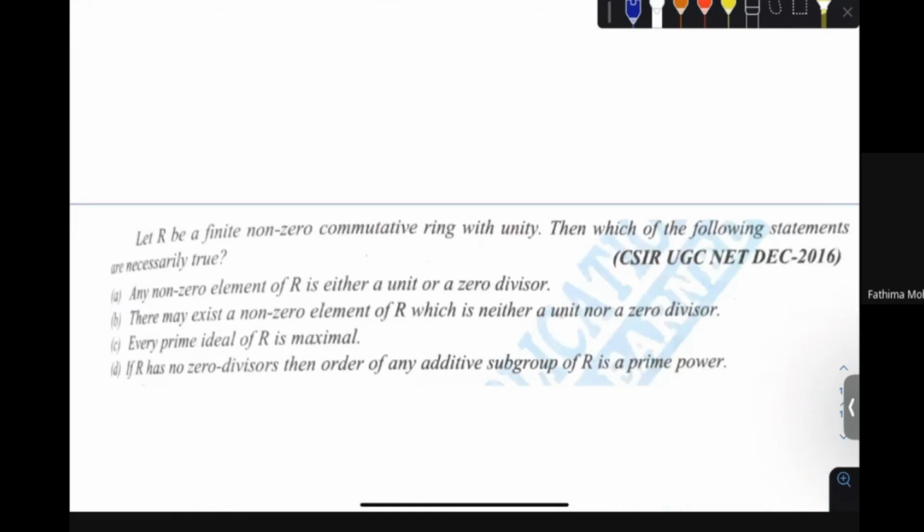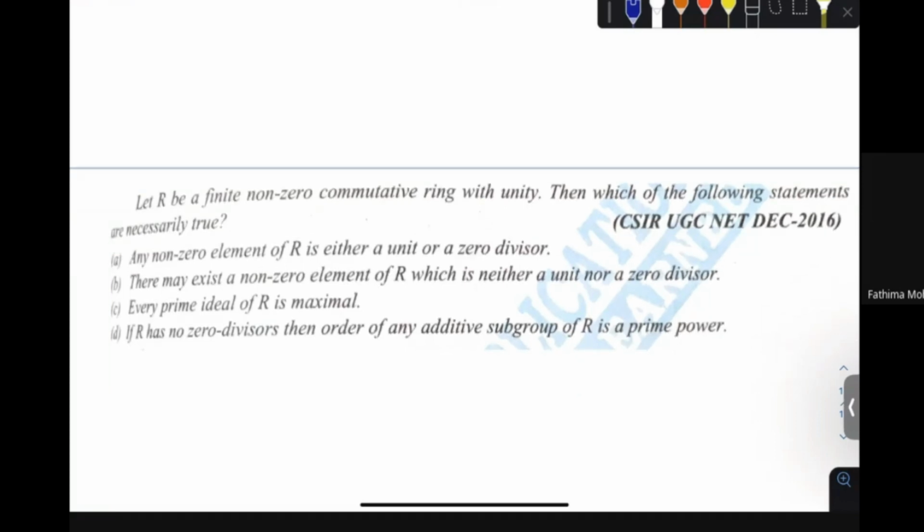Okay. For example, we have this question: let R be a finite non-zero commutative ring with unity. Then which of the following is true? Any non-zero element of R is either a unit or a zero divisor. It is not true in general, right? Because we have the example C[0,1]. In C[0,1], there are units, and there are elements which are not units and not zero divisors, and they are challenging that. But I'm wrong, there is the word finite.